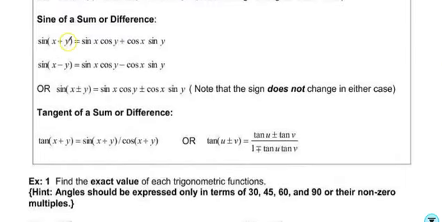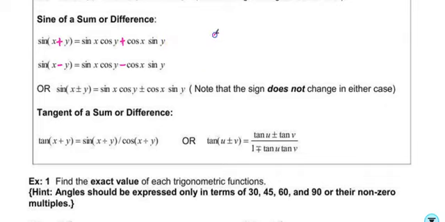Sine of x plus y: notice first thing, if it is a plus, that's a plus. If it is a minus, then it's minus. So sine does not change sign. Then it's alternate functions: sine, cosine, cosine, sine. Check it out again, sine and cosine, they are alternate functions.